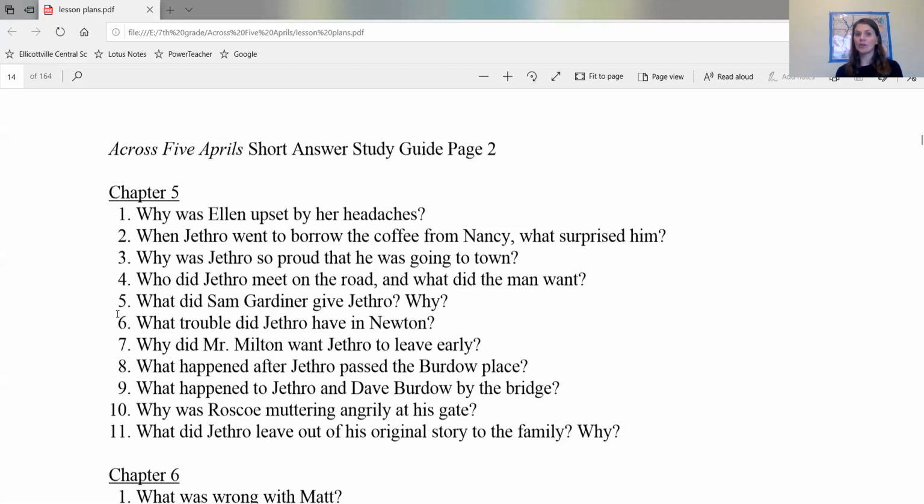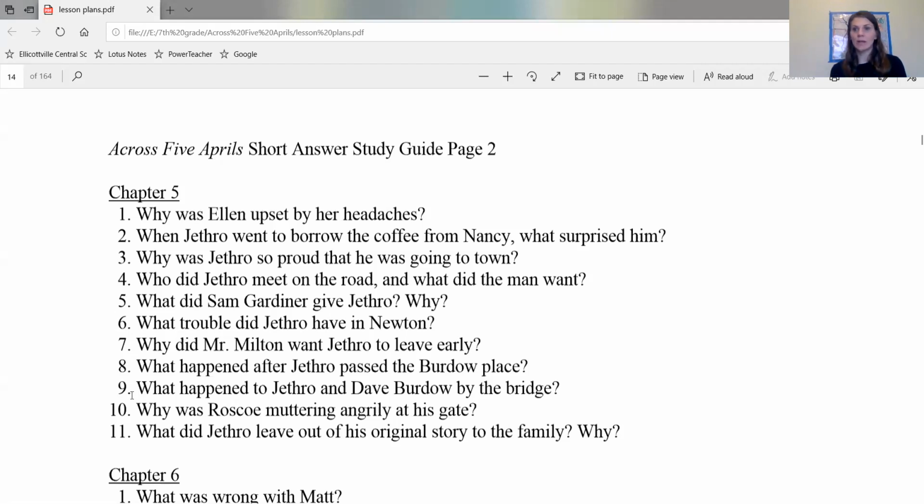What did Sam Gardner give Jethro and why? 6. What trouble did Jethro have in Newton? 7. Why did Mr. Milton want Jethro to leave early? 8. What happened after Jethro passed the Burdow place? 9. What happened to Jethro and Dave Burdow by the bridge? 10. Why was Roscoe muttering angrily at his gate? And 11. What did Jethro leave out of his original story to the family?